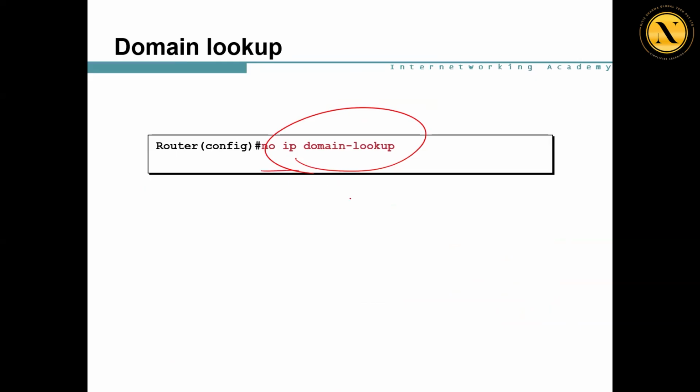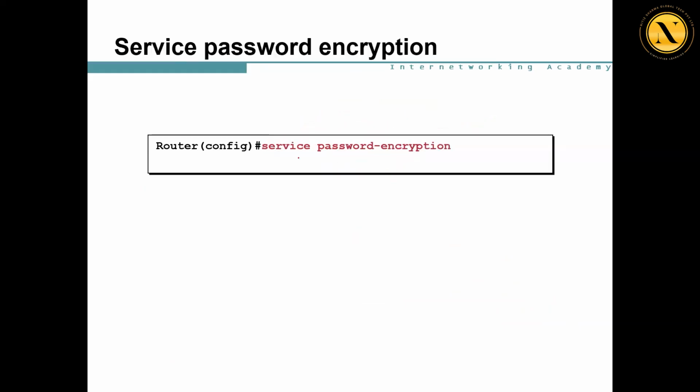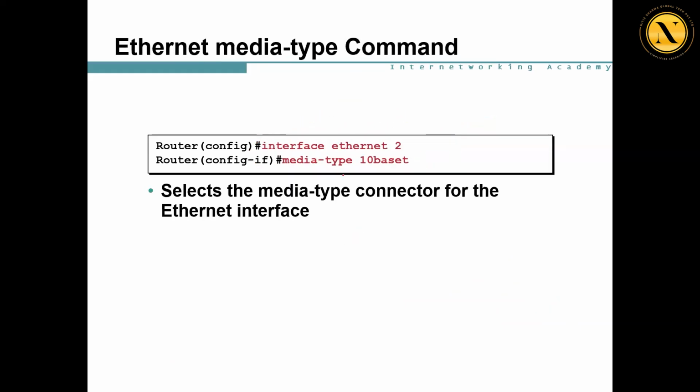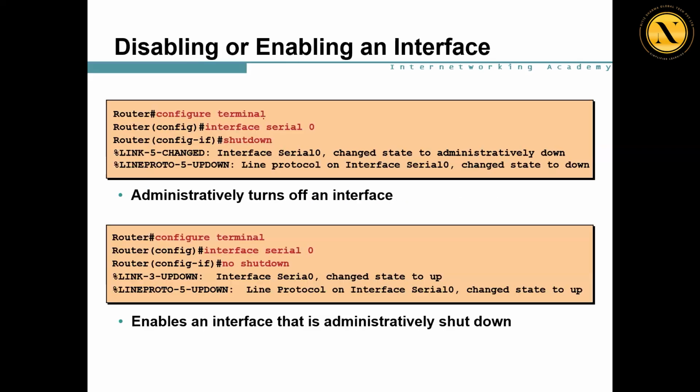So here, only in the lab, we are disabling it. In a real company, we never disable this service. Domain lookup, that's DNS. And we have done service password encryption. And this is gone, very old. It was referring to a connector. Ignore it. Serial port, again gone. We are not using it.